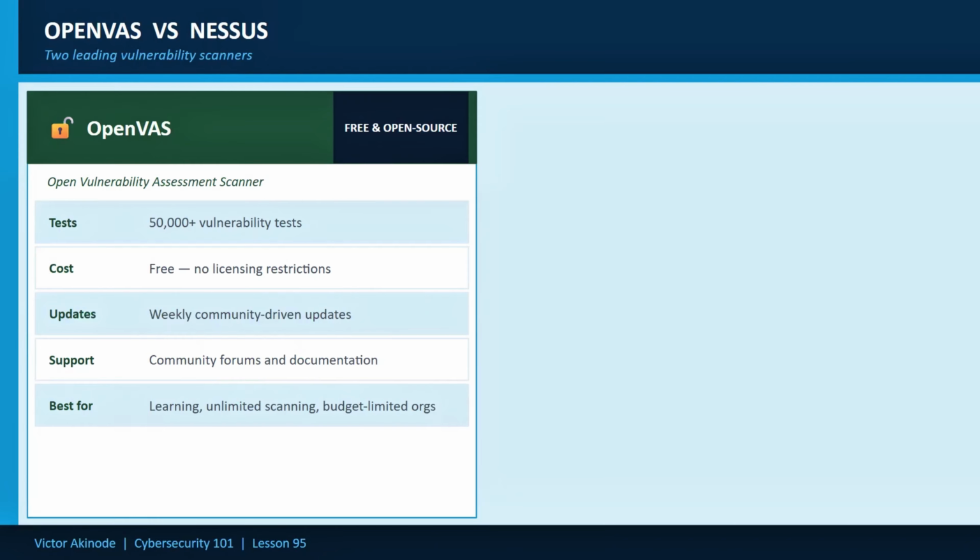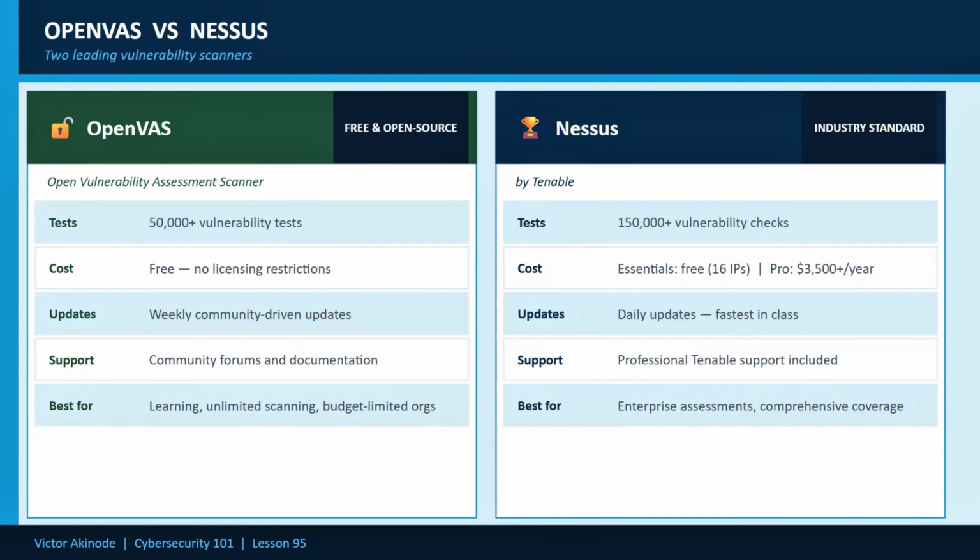OpenVAS is best for learning vulnerability scanning. It is good for organizations needing unlimited scanning without budget constraints and for anyone who values open source transparency. Now to Nessus. Nessus is owned by Tenable and it is the commercial industry standard scanner. It has over 150,000 vulnerability checks, which is 30 times more than that of OpenVAS.